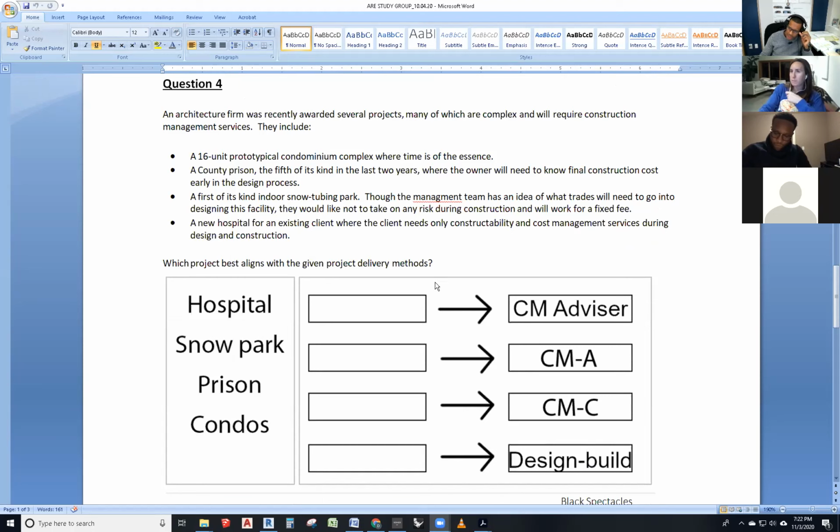Okay, who wants to take a pass at it? Abel, you want to give it a shot? Okay. Did you study the delivery methods when we spoke last time? I remember sharing with you a PDF on the delivery method. Did you study that? This should help. Yeah, I studied for the first test, but I think I always get it wrong. But let's just give it a try, okay? Go for it. The 16-unit prototypical condominium complex where time is of the essence.